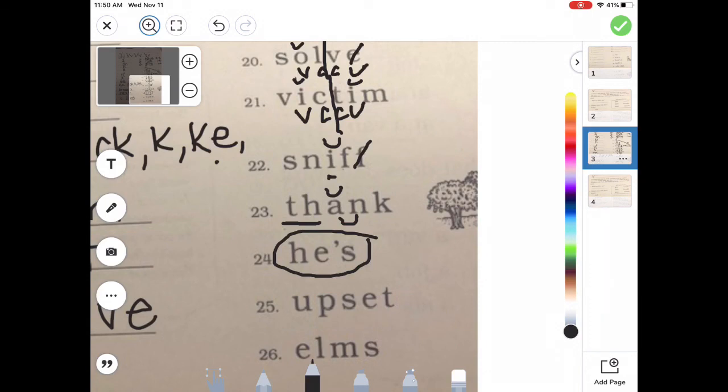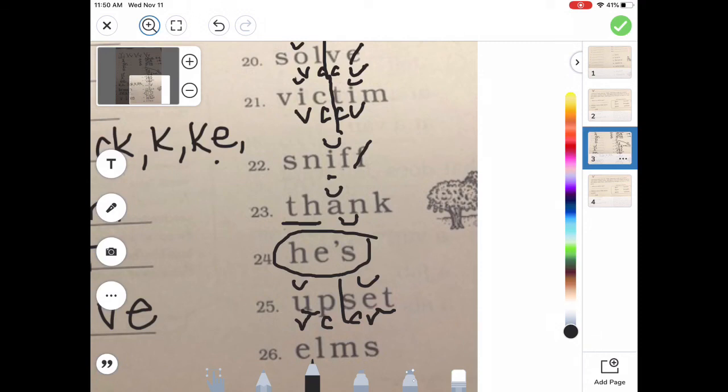All right, let's look at 25. Where are my vowels? I've got a U and I've got an E, and I've got a consonant, consonant in between, so I'm going to break up that word right between the consonants. And now, since my U is in front of my P, I know it's going to be short. Since my E is in front of my T, I know it's going to be short, and I have upset. Upset. Very good. So sniff, think, he's, upset.